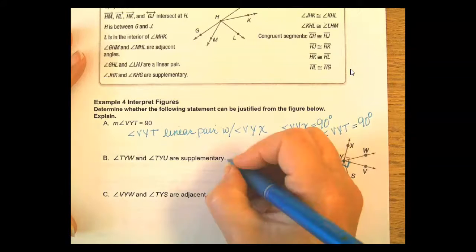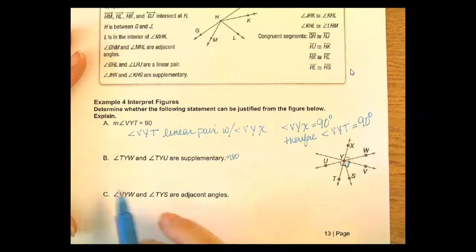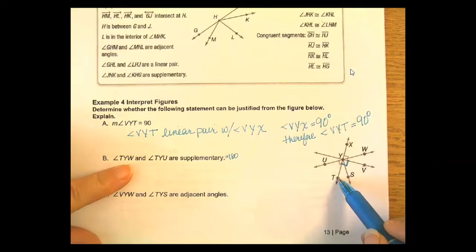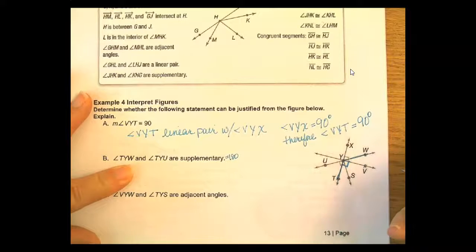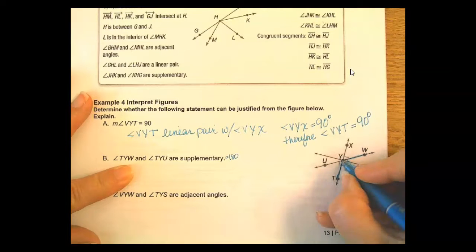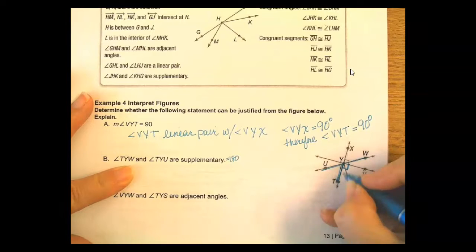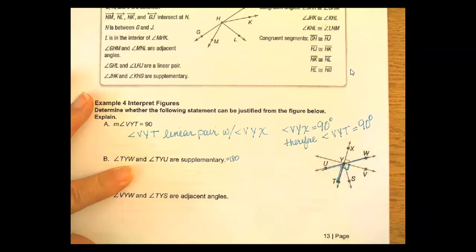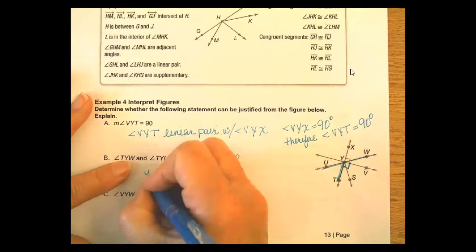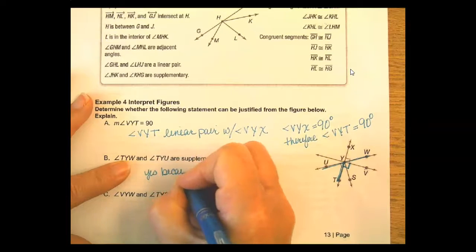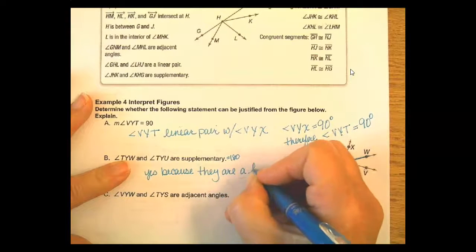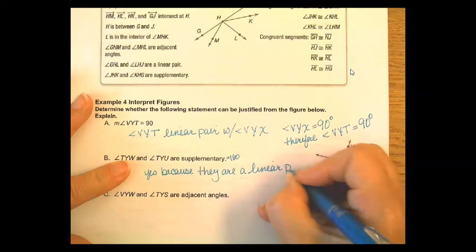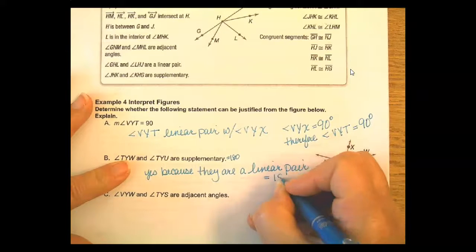Supplementary, so that means equals 180. So TYW, where's TYW? So this one right here. And TYU are supplementary. Yes, because they form a straight line. So they are a linear pair. Yes, because they are a linear pair, and linear pairs equal 180.